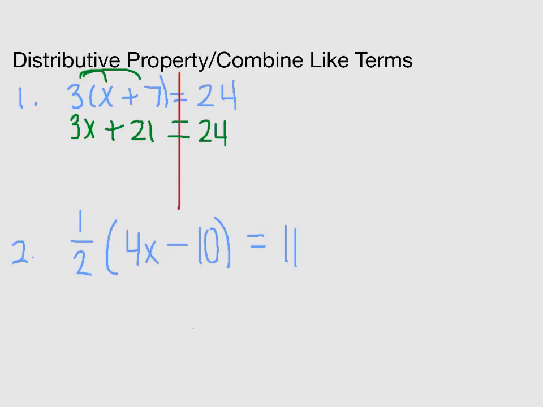Now it's just a 2-step equation. So I work away from my variable and I subtract 21 from both sides. I'm left with 3x equals 3. Now I divide 3 to both sides, and I'm left with x equals 1.